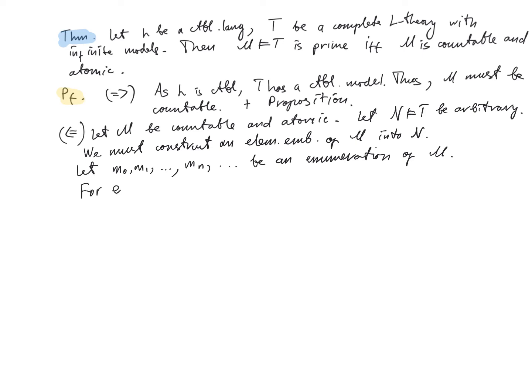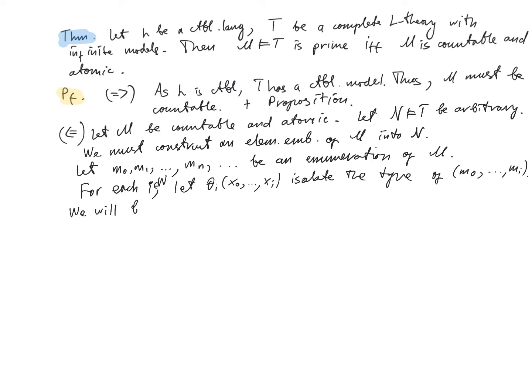Now for each i, a natural number, we let theta i of x0 through xi isolate the type over the empty set of the tuple m0 through mi, by the assumption of atomicity. The type of any tuple is isolated. So in particular, there is a formula like this.